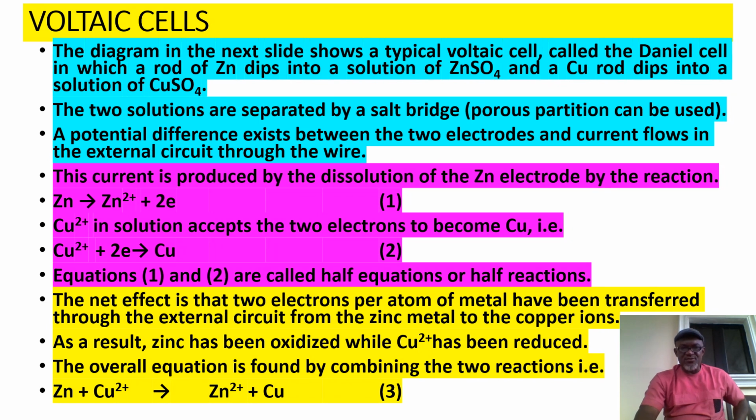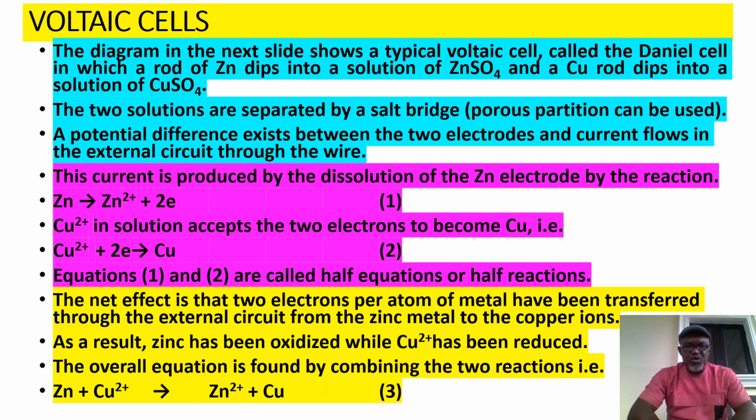Now, voltaic cell, we are going to see a good example of the voltaic cell, the Daniell cell, which is made up of zinc in zinc sulfate electrolyte, and then a copper electrode in copper sulfate electrolyte. Now, the two solutions are separated by a salt bridge. Sometimes it can be a porous partition. The reason for the salt bridge or porous partition is for maintenance of charge balance in the two separate half reactions. We call them half reactions: oxidation half reaction and reduction half reaction. So a potential difference exists between the two electrodes, and current flows in the external circuit through the wire.